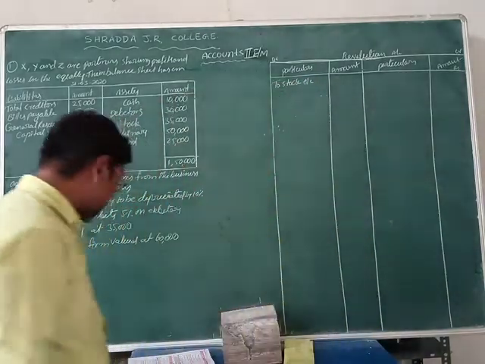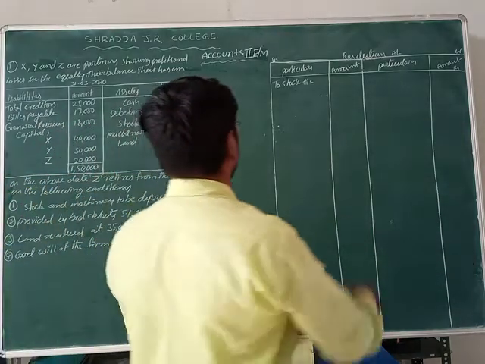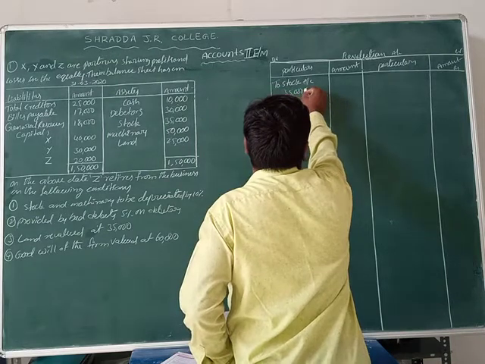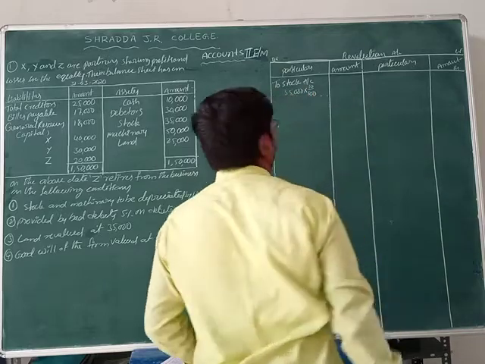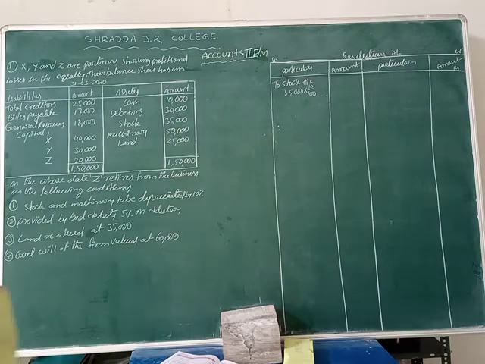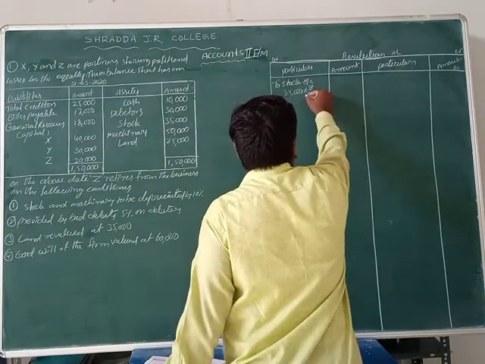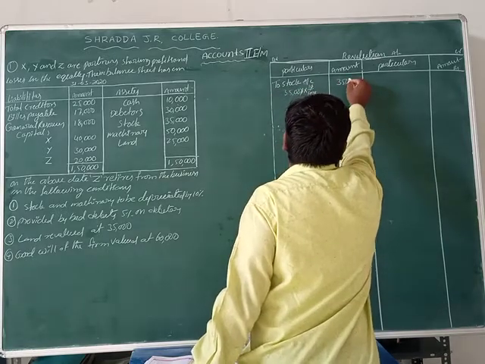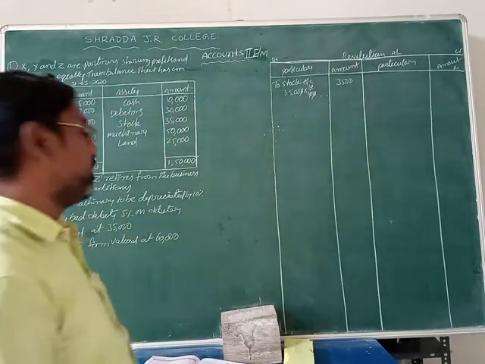So what is the value given, students? Let us see. Stock value is 35,000 rupees at the rate of 10 by 100. Now we are doing the depreciation of stock here. Zero and zero cancel, and zero and zero cancel. Remaining value is 3,500. This is the stock depreciation.